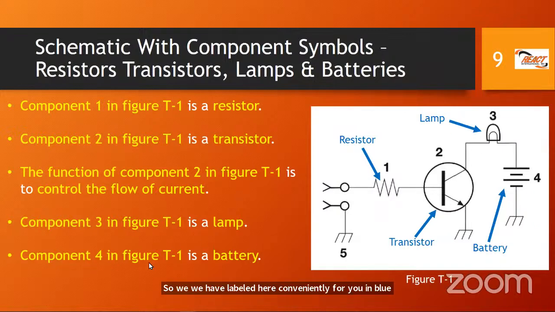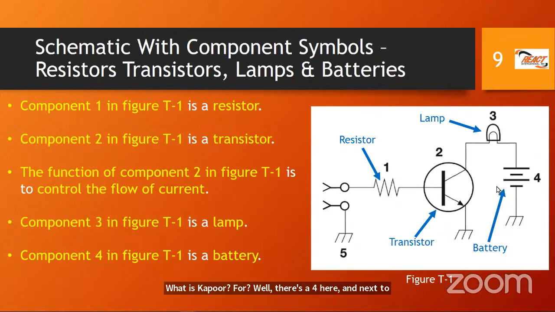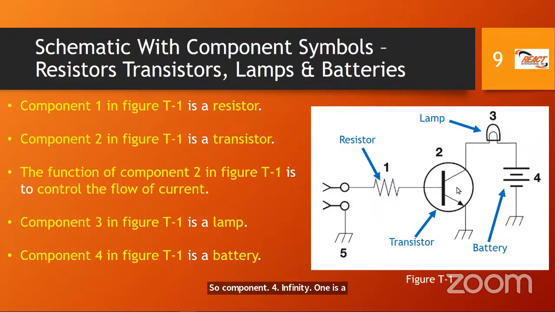Last component on this slide that we need to learn about for the exam is component 4. What is component 4? Well, there's a 4 here, and next to the 4 is this component. We should all by now recognize this component. What is it? If you were to say it's a battery, you'd be quite correct. So component 4 in figure T1 is a battery. So we have the resistor, we have the transistor. We know the transistor will control the flow of current because it's being used as a switch here. And we know this is a lamp which will light up when the current flows. And we know this is the battery that will power the lamp.